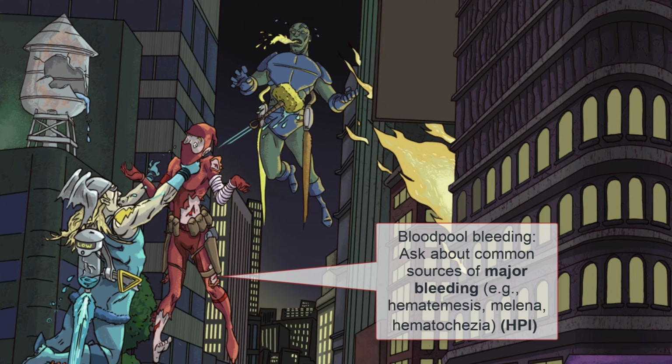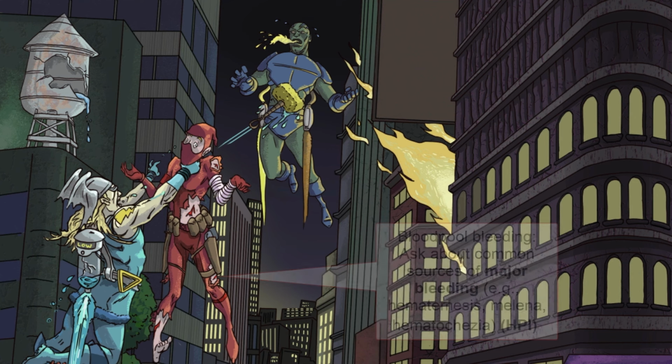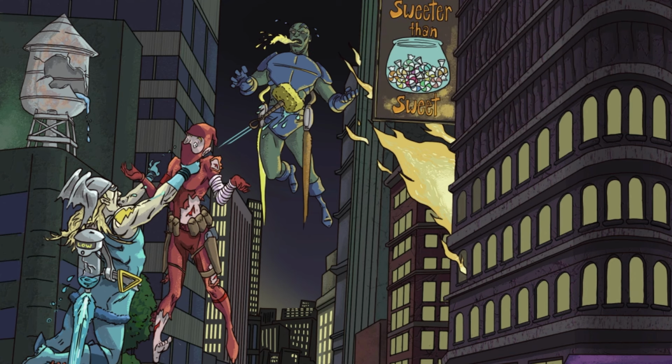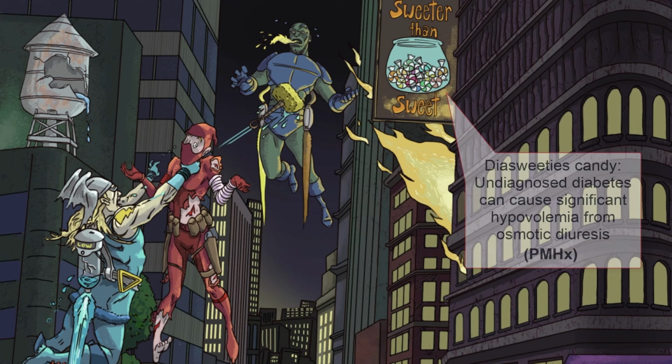In addition to bleeding, you'll want to ask about common sources of fluid loss, such as the ones we talked about earlier. Let's go back to Secretion Man. These questions should cover the most common sources of major fluid loss, such as diarrhea, vomiting, and prolonged heat exposure. One specific condition you should consider is diabetes. Undiagnosed or poorly controlled diabetes can cause significant hypovolemia from osmotic diuresis. At Sketchy, diabetes is represented by our recurring symbol, the Diasweeties candies. Sweeter than sweet indeed. Well put, random sign.